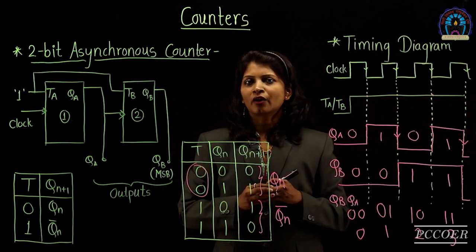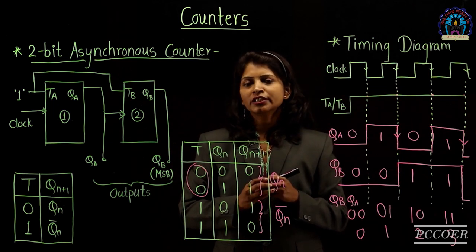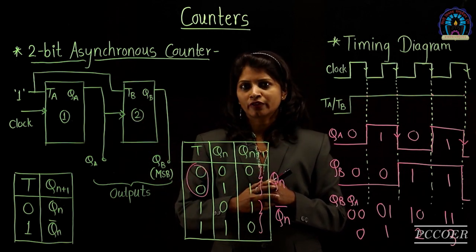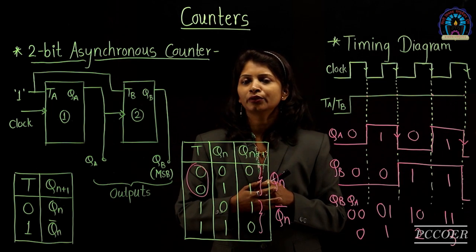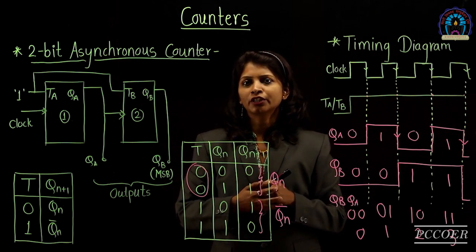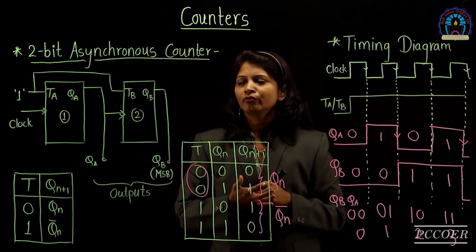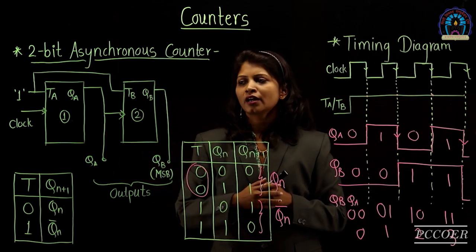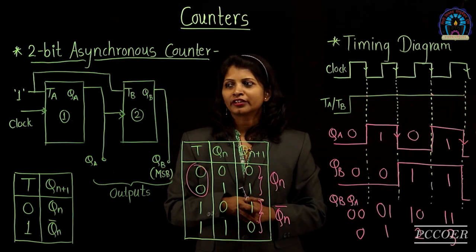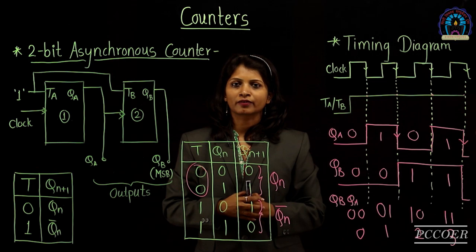But if we want to count in a descending direction, that will be a down counter. So we just need to change this negative edge triggering to the positive edge triggering and that will convert it into a down counter. Similarly, if we have to use positive edge triggering for this counter, then for up counting, we need to connect a QA bar with the positive edge triggering to the next flip-flop. For the down counter, we need to connect the QA with the positive edge triggering to the next flip-flop.